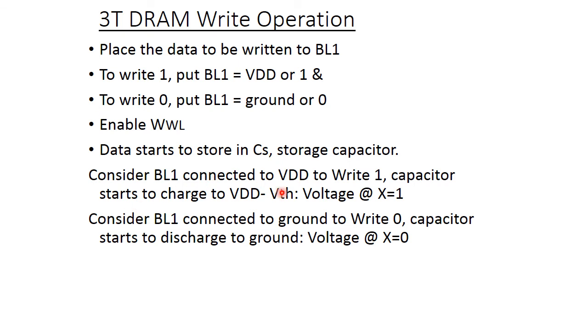Consider BL1 connected to VDD, or write 1. What happens? The capacitor starts to charge to the maximum value, that is VDD minus VTH. So the voltage at point X now becomes 1. Consider BL1 connected to ground, that is the case where we need to write 0. Then the capacitor starts to discharge to ground through M1 to BL1. Now the voltage at point X becomes 0, or the value that is written to the capacitor now becomes 0. That is regarding the write operation. Next we can move on to the read operation of 3T DRAM.